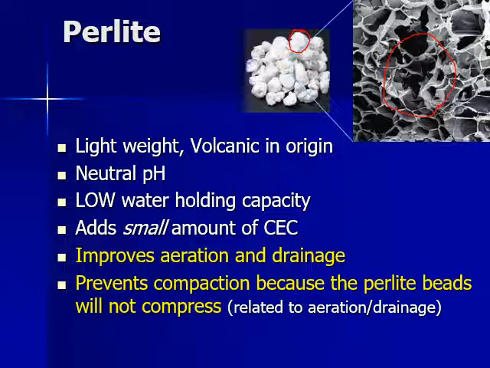What does it do to soil? Well, it doesn't affect the pH. It has low water holding capacity. So basically, we're improving drainage significantly by adding these. And we also prevent compaction. Those are the two key things that perlite does. So it improves the drainage, right, and prevents compaction.